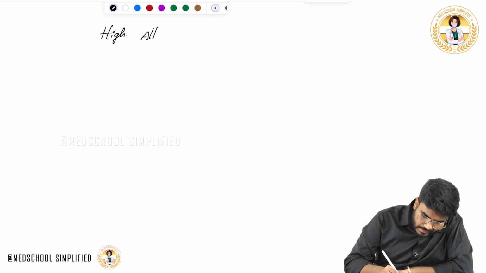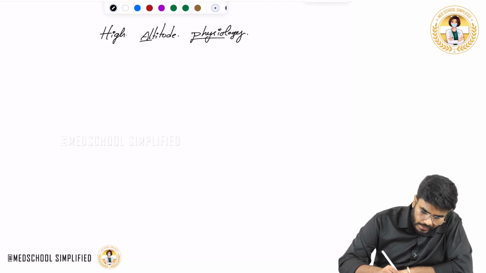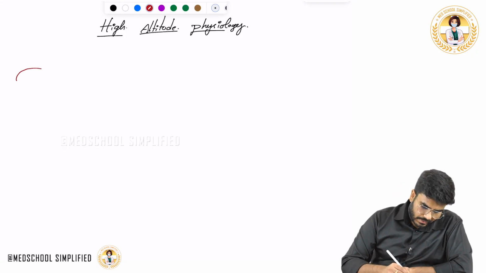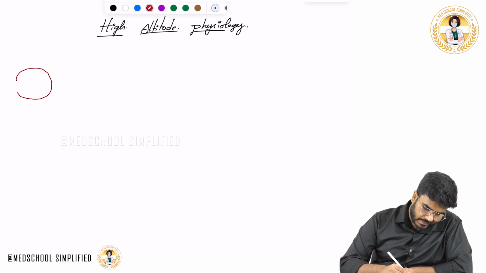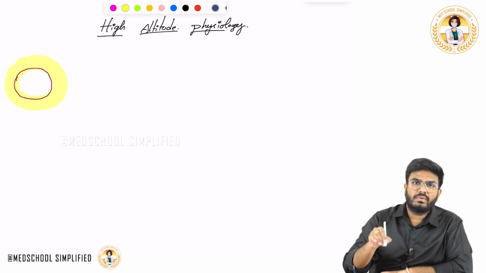High altitude physiology. Now, first question. If this is the earth, for example, let's say this is the earth. Earth is surrounded by what? Earth is surrounded by the environment. There is environment around the earth.